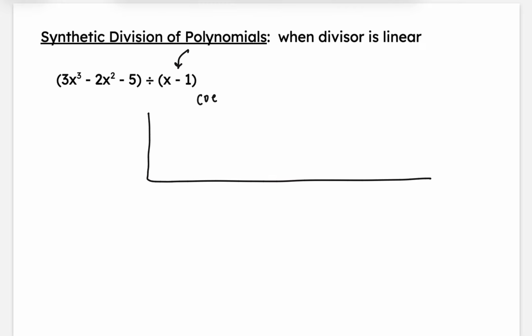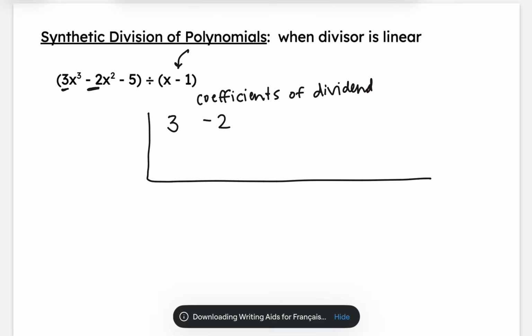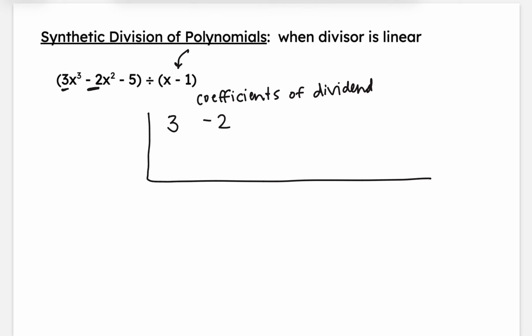So I'm going to put that up here. Coefficients of the dividend. So again, here's my dividend. I have a 3, which comes from right here. I have a negative 2, which comes from right there. I'm missing an x. So remember, we have to have every value. So we have an x cubed, we have an x squared, we're missing an x. So I'm going to put a 0 for the x term, and then I have a -5. So those again came from right there.